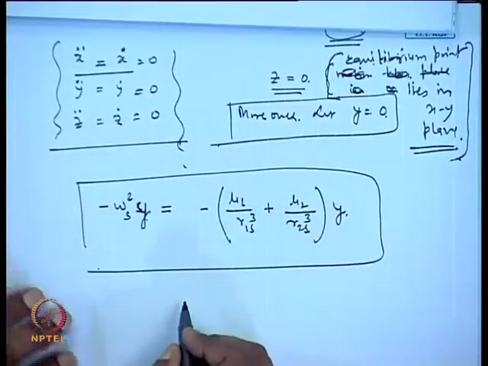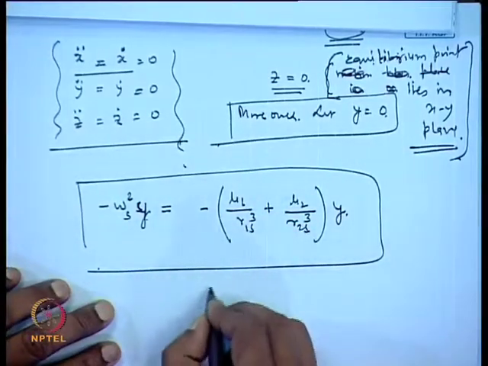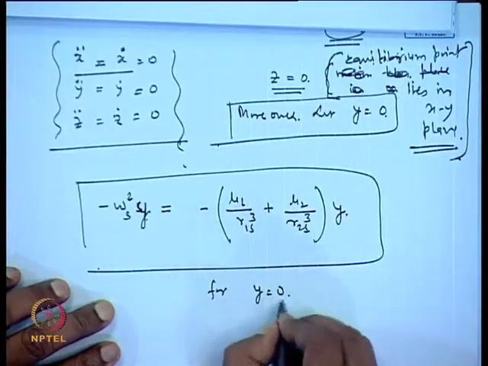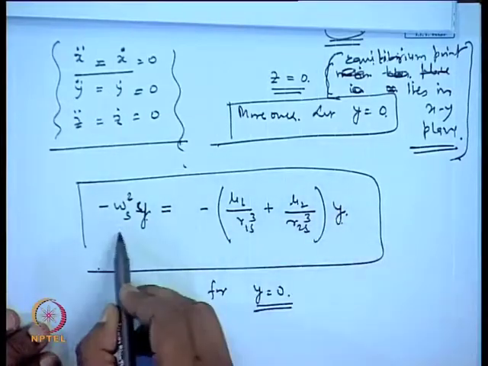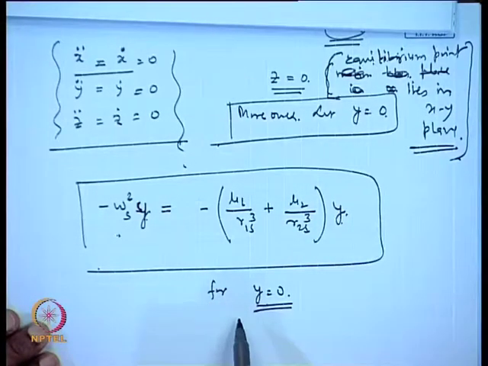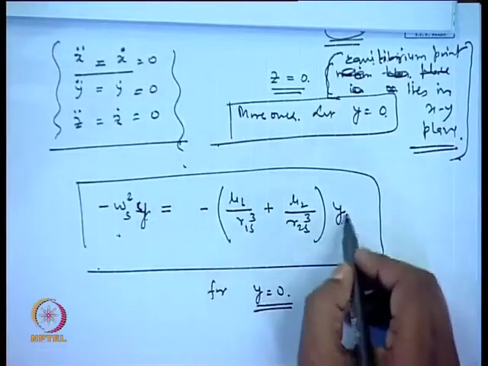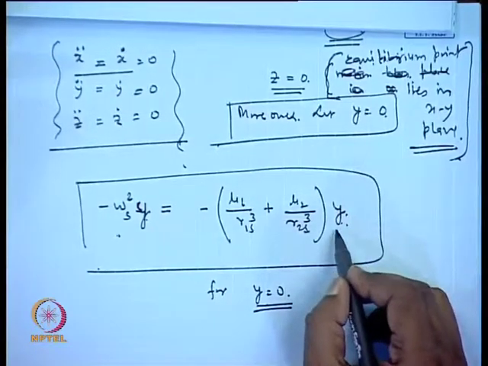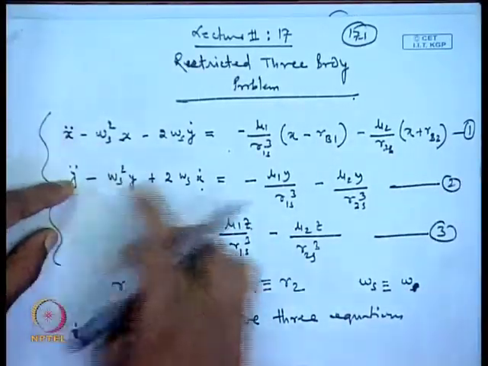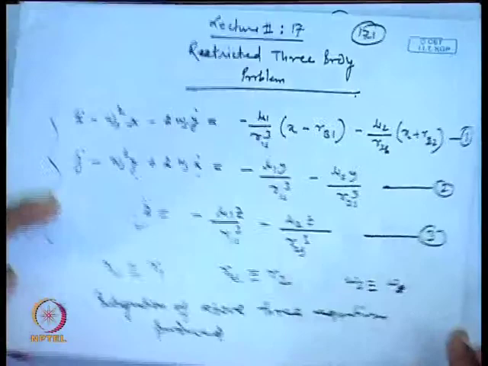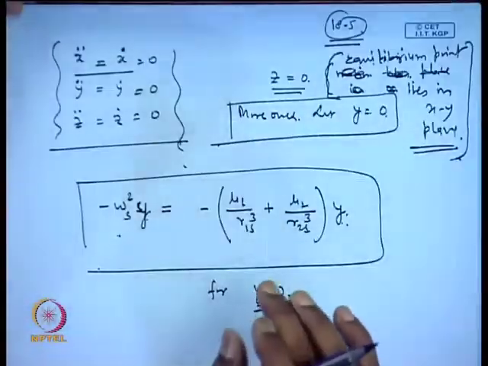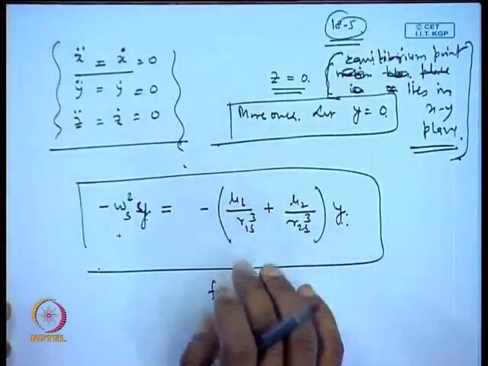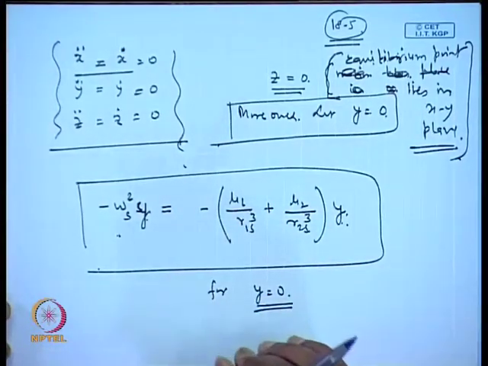Now, this equation will be satisfied for y equal to 0. This equation gets satisfied for y equal to 0. We have already worked out the case when y was not equal to 0, and we solved equations number 1 and 2 by putting x double dot, y double dot, y dot and x dot equal to 0. From there we got the librational points 4 and 5. Now, our effort here is to get the librational points L1, L2 and L3.